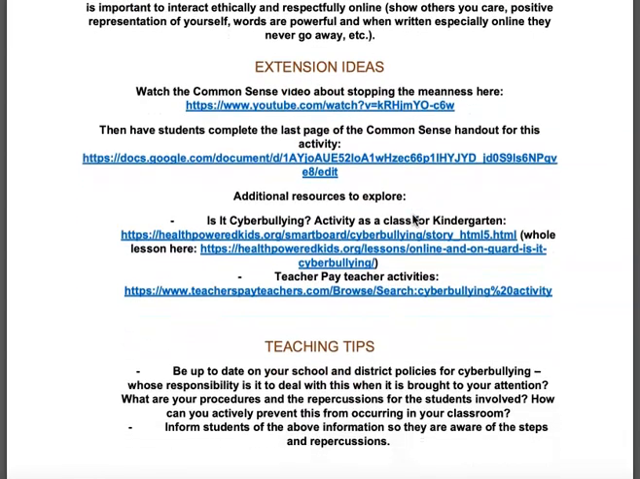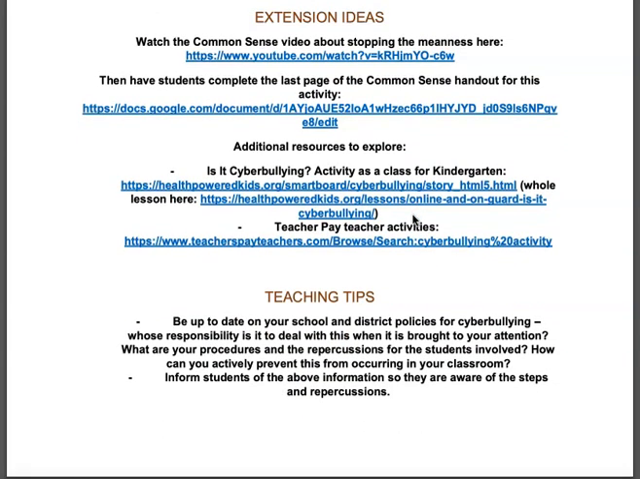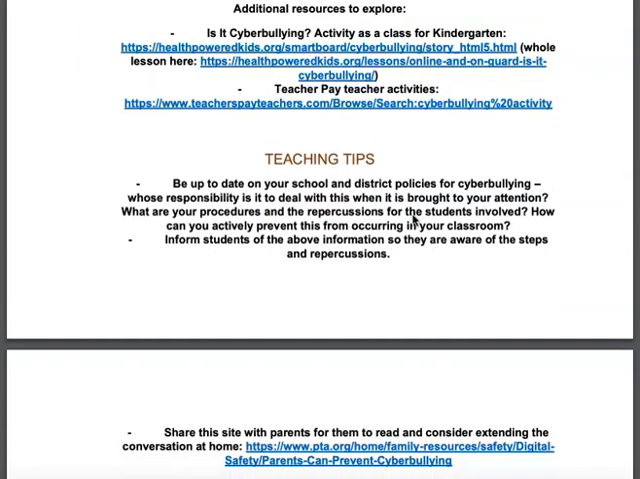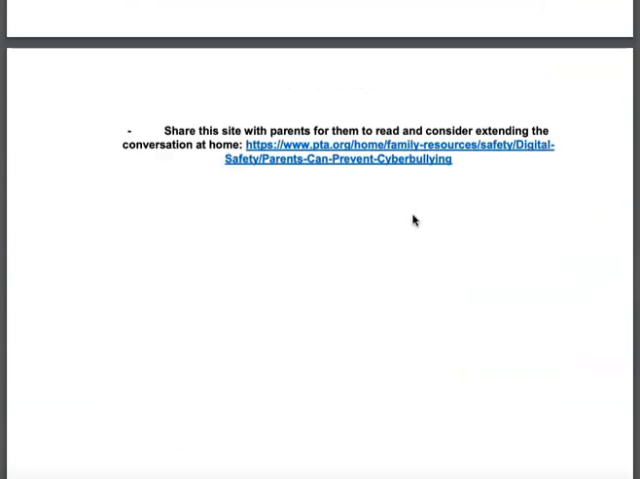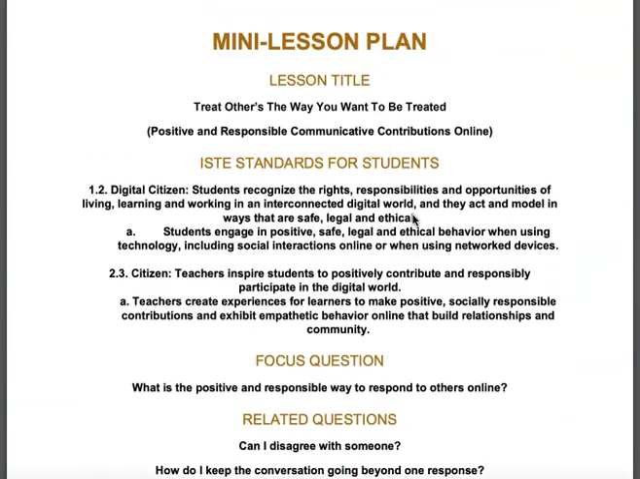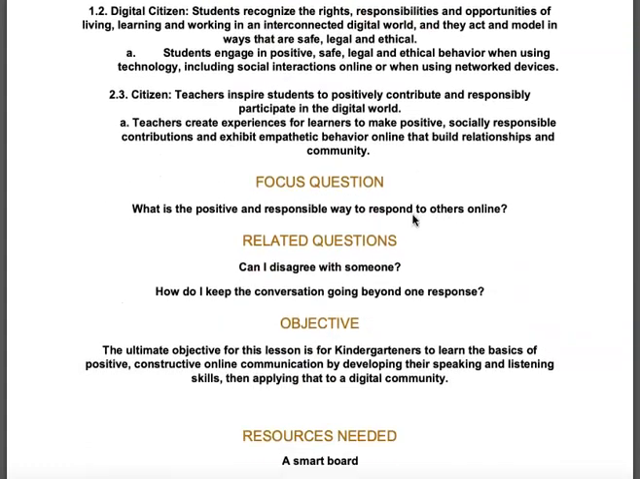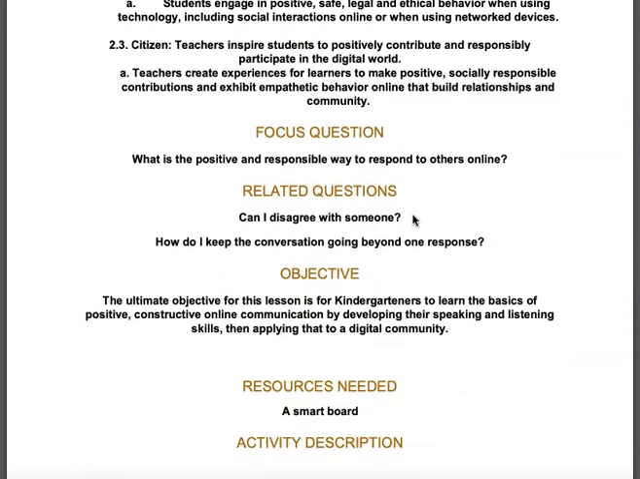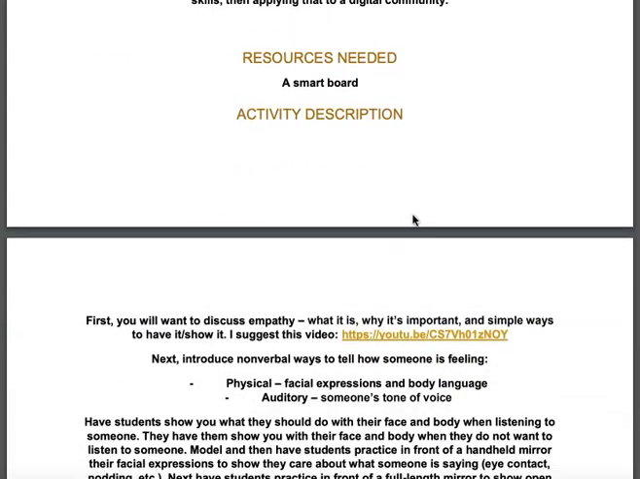I have some extension ideas here. I did not get to those since this lesson followed into the next day with a lesson titled Treat Others the Way You Want to Be Treated. This is where we talked about those more positive and responsible communicative contributions online. So our focus question for this one was, what is the positive and responsible way to respond to others online? And can I disagree with someone? And how do I keep a conversation going beyond just one response?